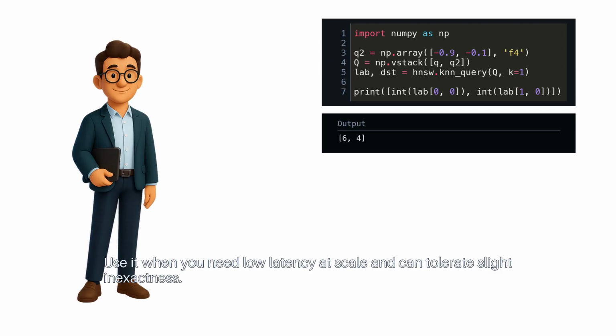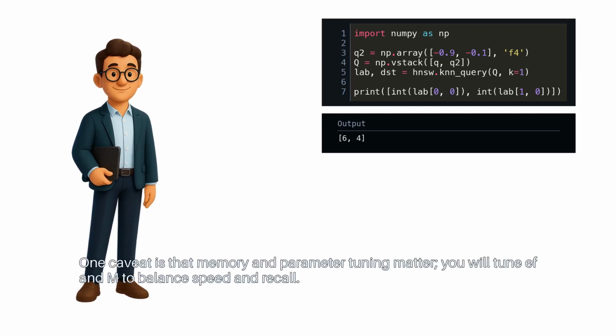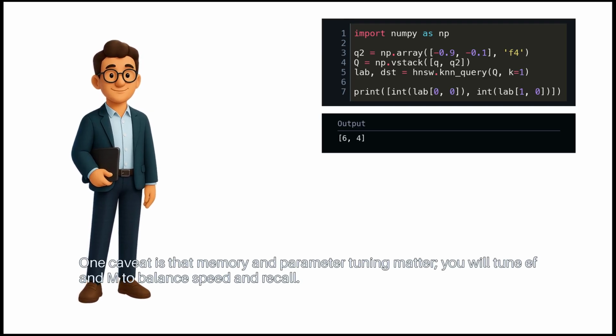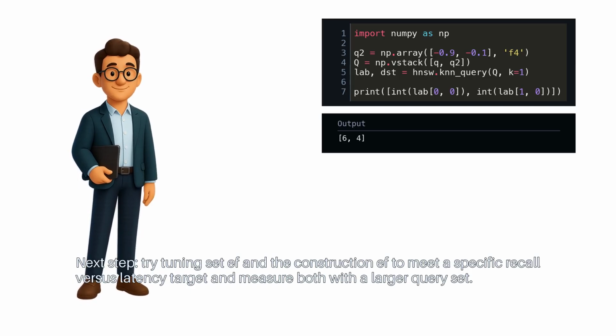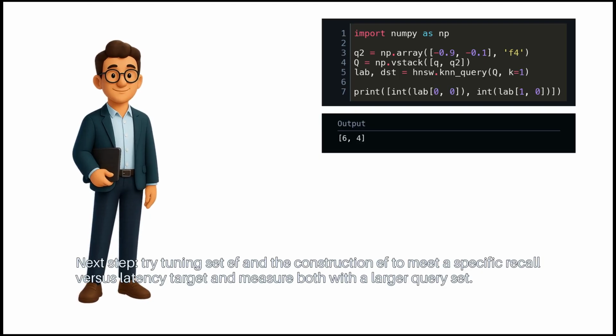Use it when you need low latency at scale and can tolerate slight inexactness. One caveat is that memory and parameter tuning matter. You will tune ef and M to balance speed and recall. Next step: try tuning set ef and the construction ef to meet a specific recall versus latency target, and measure both with a larger query set.